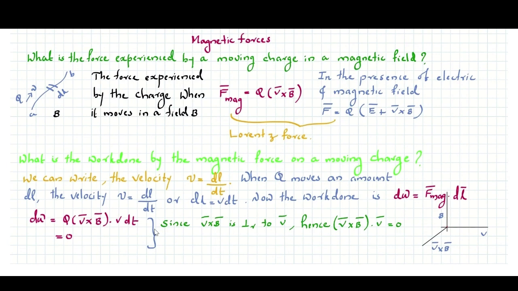So we can conclude that the magnetic force does no work. Magnetic force may alter the direction in which the particle moves, but it cannot speed it up or slow it down. That is why we say the magnetic force does no work.